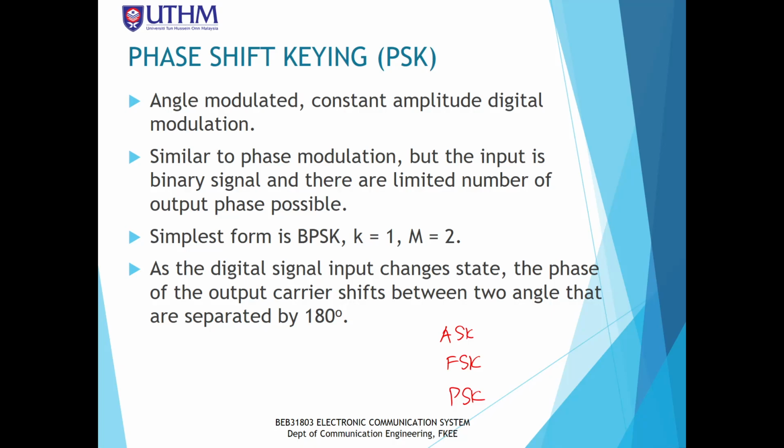So the way we write the term for the modulation is M-ASK, M-FSK, M-PSK. What is M? M is the number of symbols. M is equal to 2 to the power of N, where N is the number of bits.